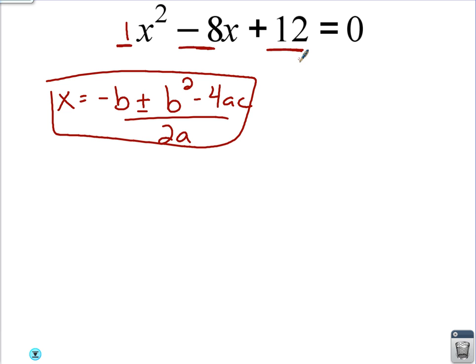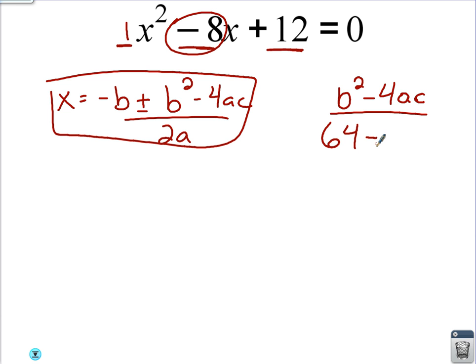And reminder, we always plug into b squared minus 4ac first. For the fact of, if you get a negative right there, you're done. No solution. B squared minus 4ac, help me with this. Claudia, b squared. What is negative 8 squared? Close. Positive. It's negative times negative, it'll be positive. And I go ahead and put my minus there.